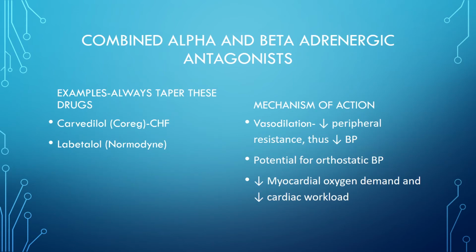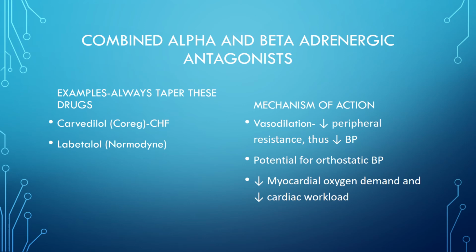All right, and the last thing I wanted to cover was combined alpha and beta adrenergic antagonists. So these are medications that work on both the alpha and beta sites, but also are blocking the effects. So examples of these would be Coreg, the carvedilol, and then labetalol, the Normodyne. These are very beneficial with patients, for example, that have congestive heart failure.